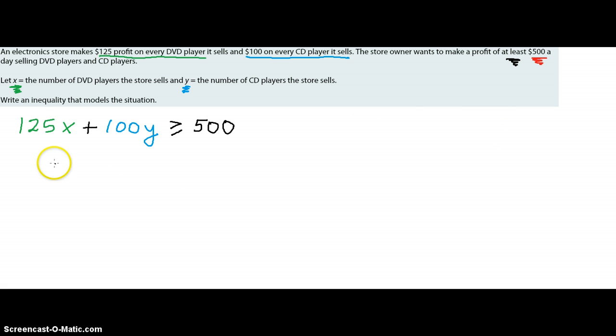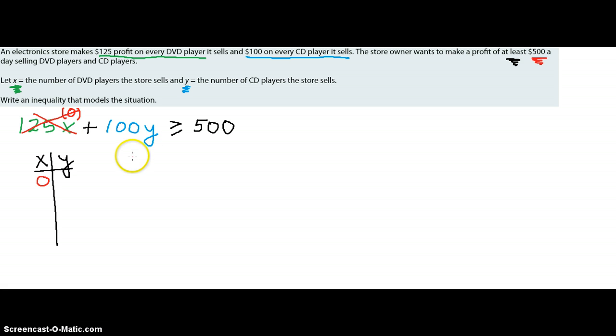So let's go ahead and make an X and Y chart here. Really, we only need 2 points to get a line. So my first point, I'm going to say when X equals 0, what do we get? Okay, so I'm going to put a 0 in for X. And when I put a 0 in for X, this whole term is going to go away.